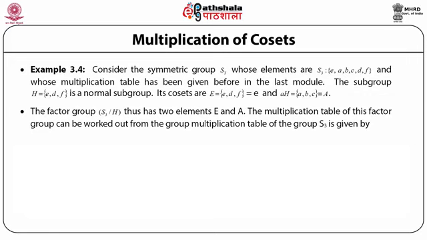The multiplication of this factor group can be worked out from the group multiplication table of the symmetry group S3 and is given by the following table in the slide. It says that the multiplication of E and E gives E, E with A gives A, A with E obviously gives A, and A with A gives E.